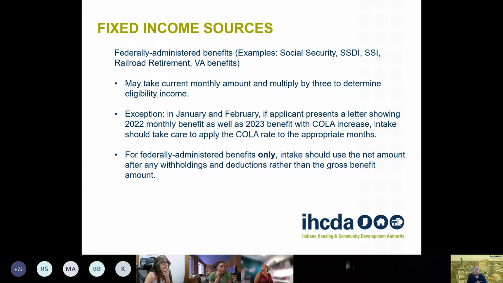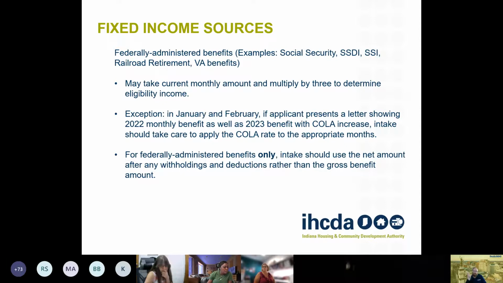First thing that we're going to look at, just because it tends to be the easiest, is fixed income sources. These are primarily going to be federally administered benefits: Social Security, SSDI, supplemental security income, railroad retirement, VA benefits, things of that sort. In the cases of these fixed income sources, the intake may simply take the current monthly amount and multiply it by 3 in order to determine eligibility income. The only exception would be in January or February if the applicant presents a letter showing the 2022 monthly benefit as well as a 2023 benefit with the COLA increase, then the intake should take care to apply the COLA rate to the appropriate months.